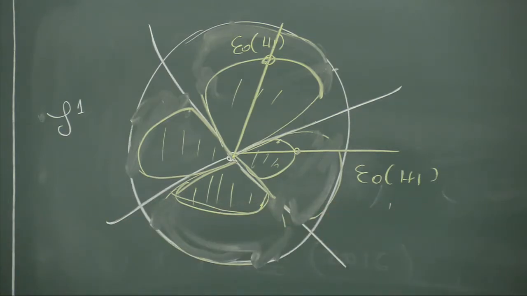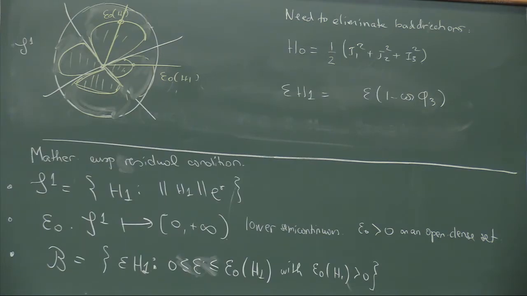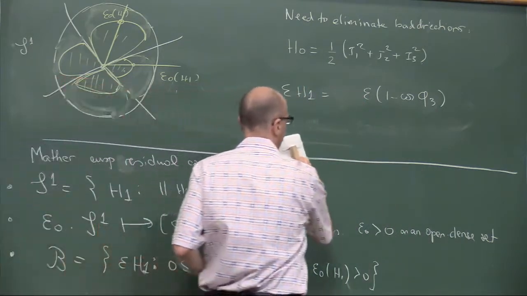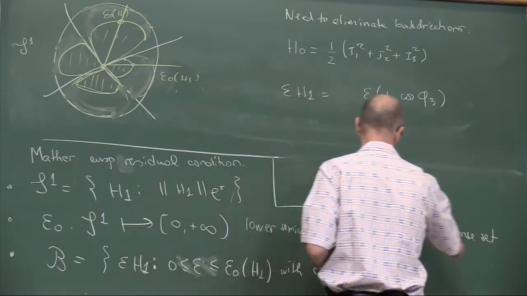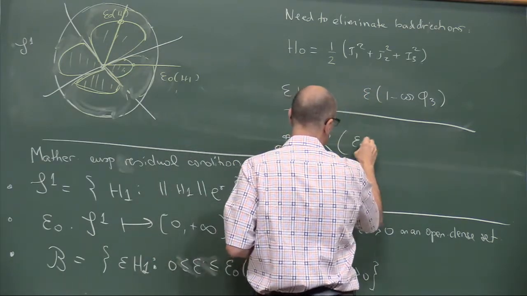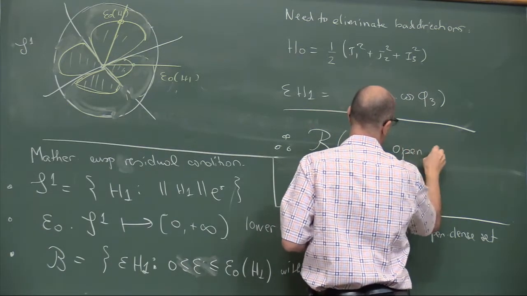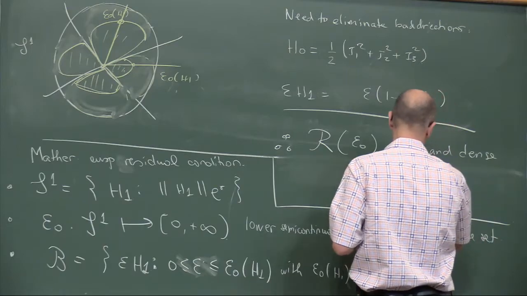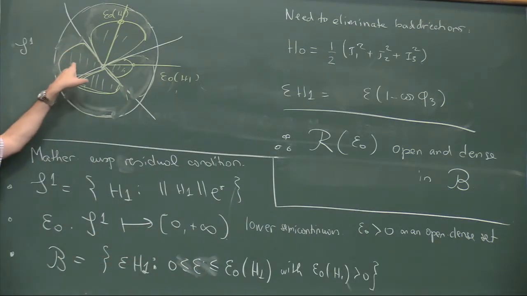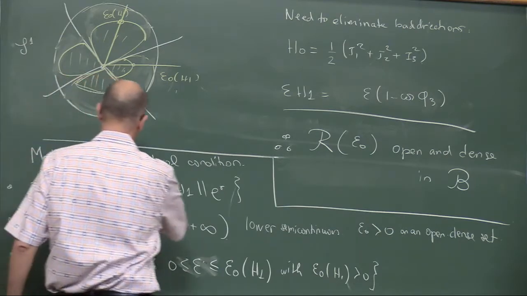So now the set of good perturbations that you are going to use to achieve diffusing orbits is going to be... So the bottom line of this story is that this set of good perturbations is open and dense in B. So not all of these perturbations will work for you, unfortunately. So you have to select one more time an open dense set of perturbations out of this generalized ball. And this is the Mather-Katz residual condition.